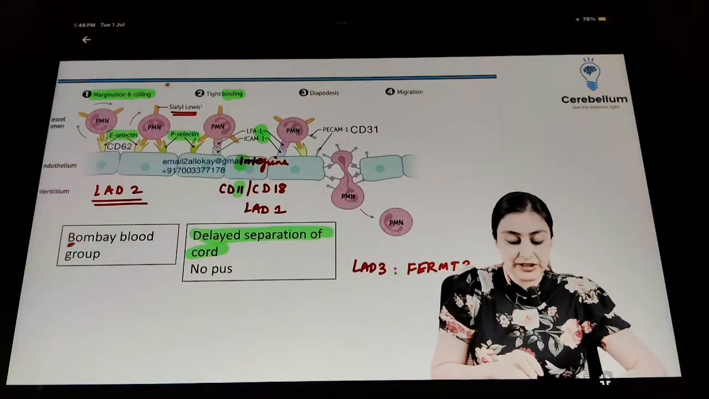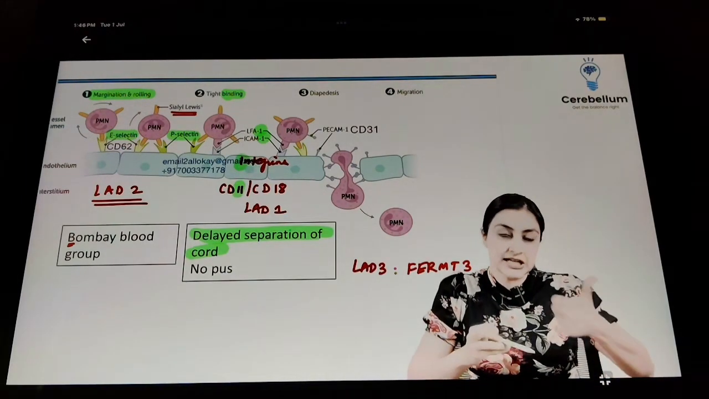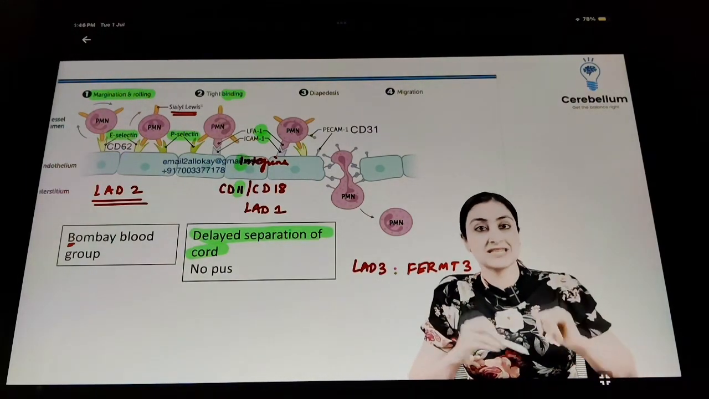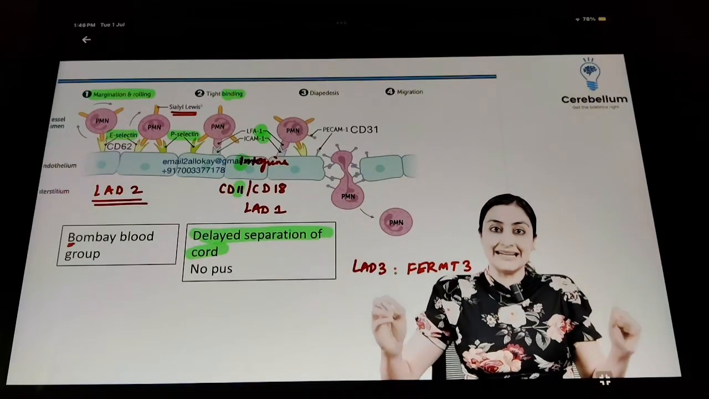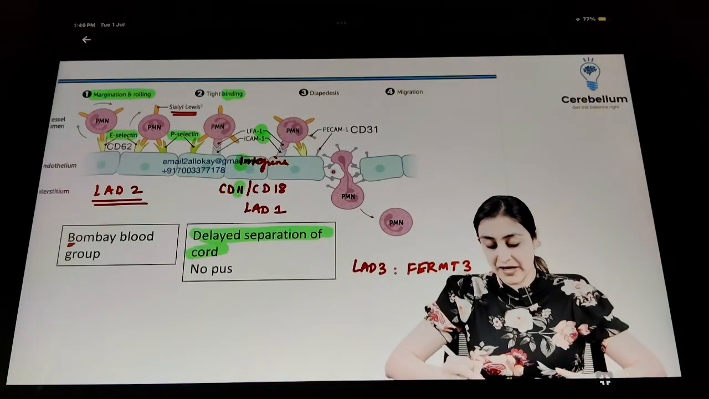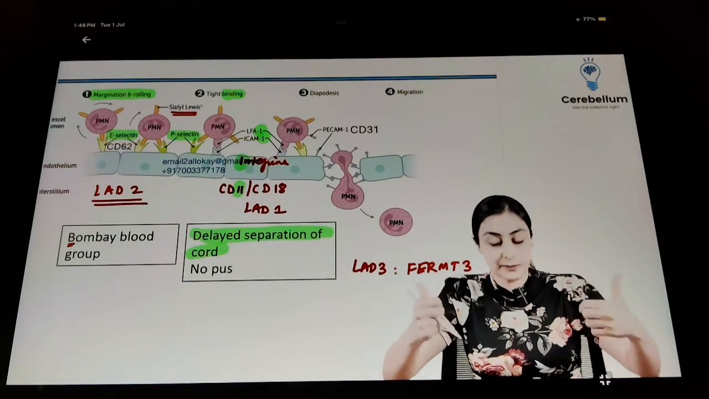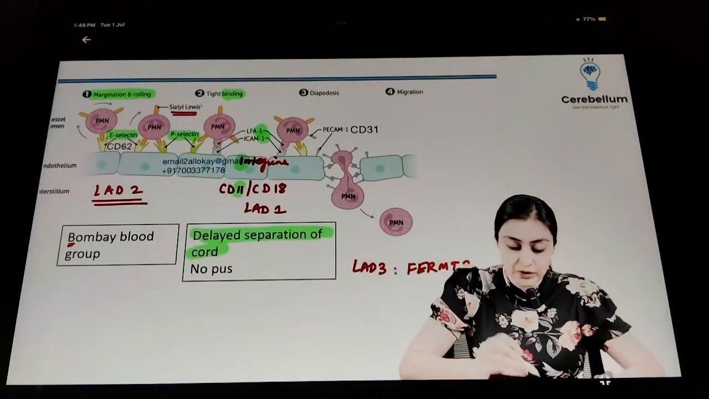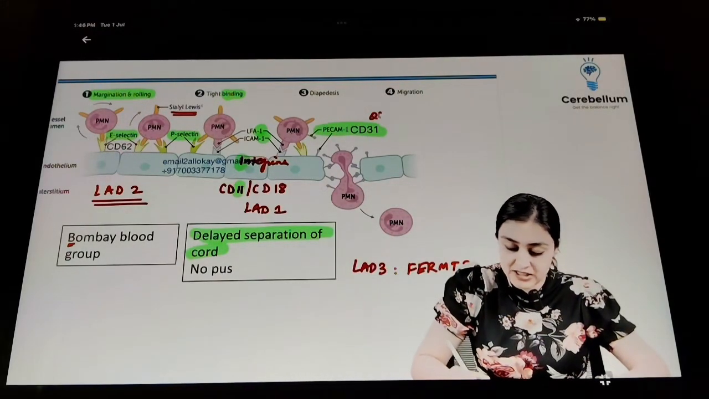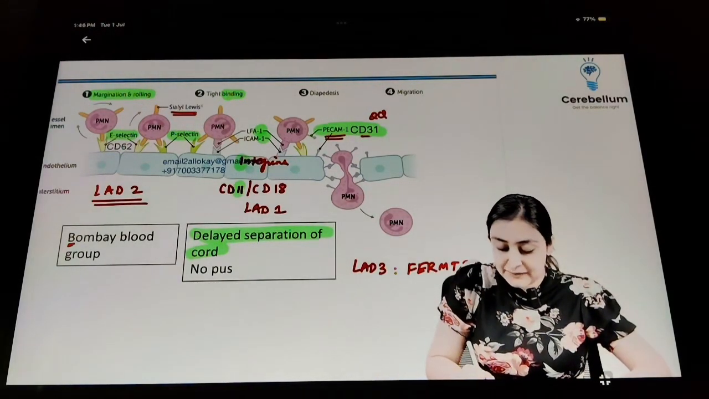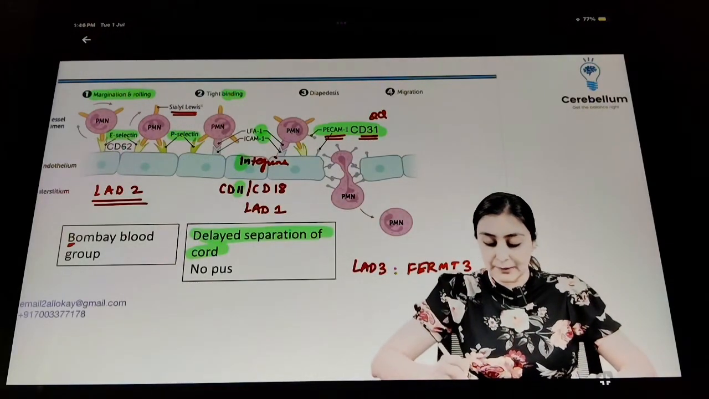Now, just to get back into the orientation, the stepwise arrangement has been tested. The first step is margination and rolling, which was with selectin. The second step is binding, which is with integrin. Third step is diapedesis. So this is where through the endothelial cell gaps that were made, now the neutrophil migrates. And this is very important. This is a question that has a very high potential to be asked. That is via PECAM1, and the CD marker of this is CD31. Okay, so this is how the migration now begins.